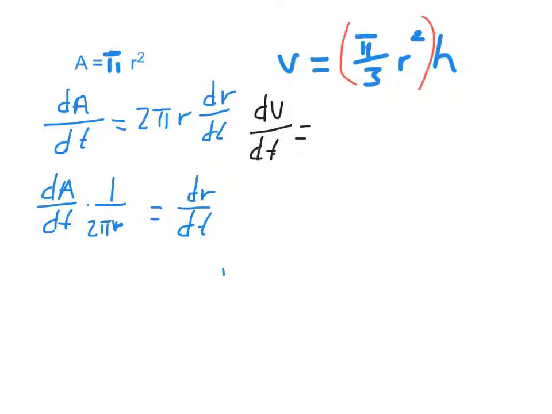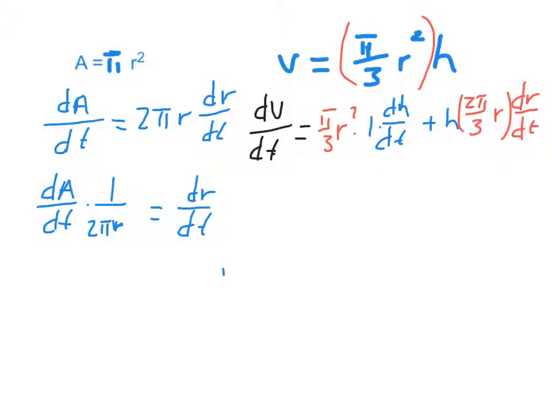So we need to do a product rule, and let's think of the first thing in red there as being the first, and so we'll say this is the first, pi over 3 r squared, times the derivative of the second. Well, the derivative of the second is just 1, but that was the derivative of h with respect to time. Now I do plus the second, which is h, and I multiply it by the derivative of the first, which is 2 pi over 3 r. But that was taking the derivative of r with respect to time.